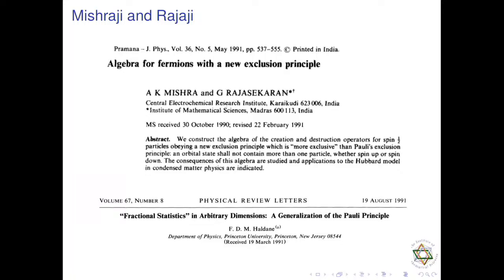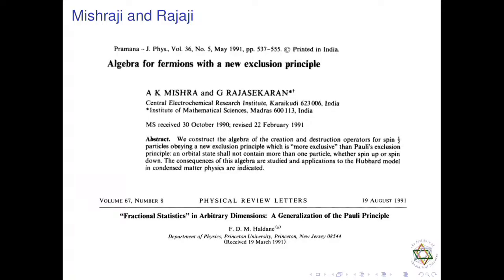Then A.K. Mishra and G. Rajasekaran wrote a paper; I put this here to compare the dates. 1991, the same time as Haldane's paper, also with a new exclusion principle. At that time, I guess, Mishra ji had not joined MathScience yet; he was still in Kharagpur. Of course the concept was different from Haldane's, and the physical systems they had in mind were different also.